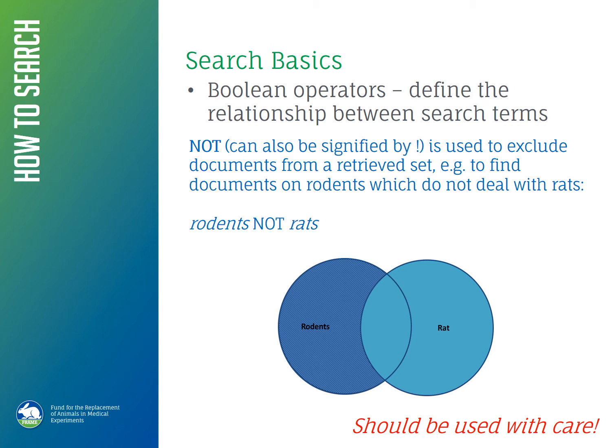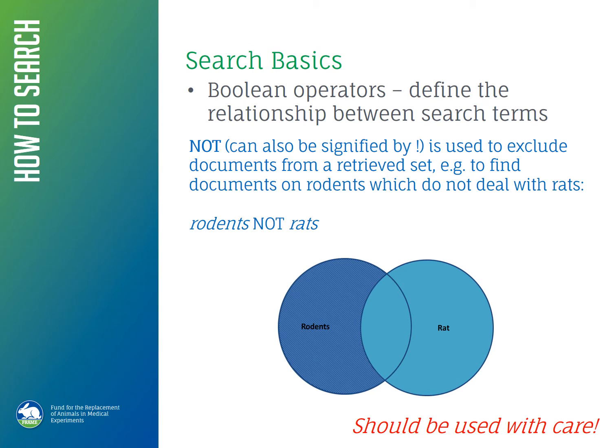The Boolean operator NOT is used to exclude documents from a retrieved set. For example, to find documents on rodents which do not deal with rats, you would use rodents NOT rats. And as this diagram indicates, the darker area are the documents that you would retrieve.